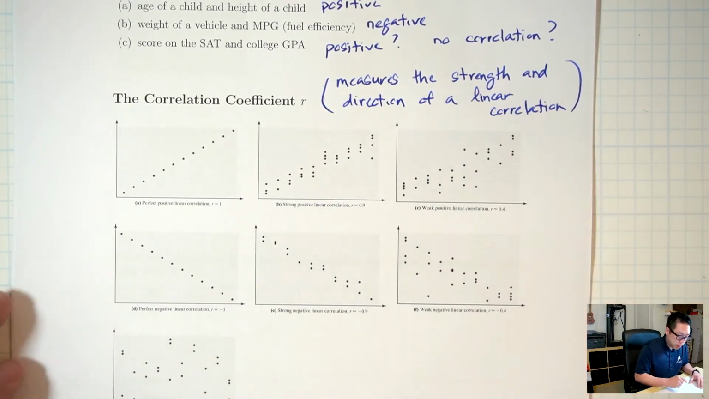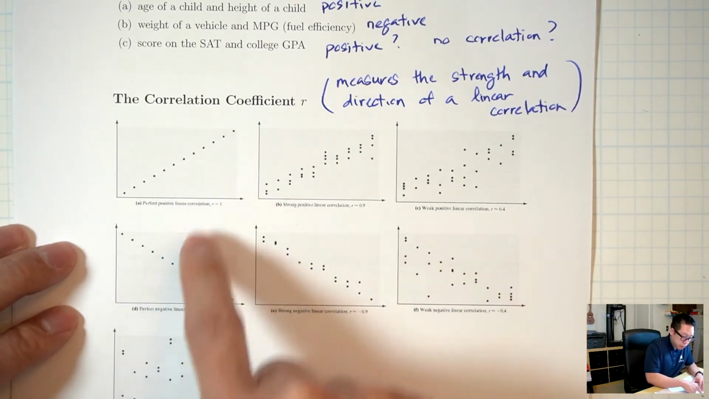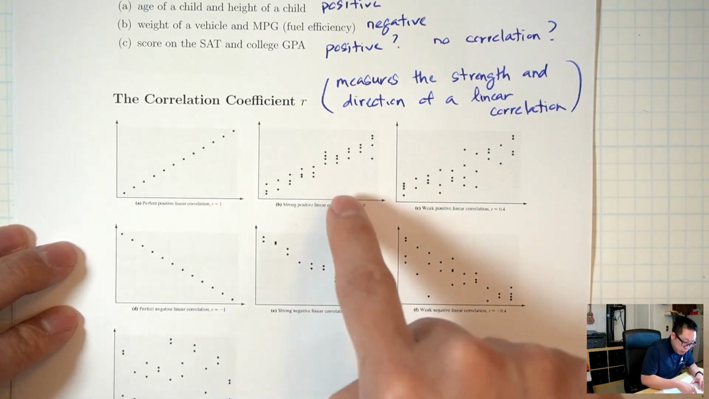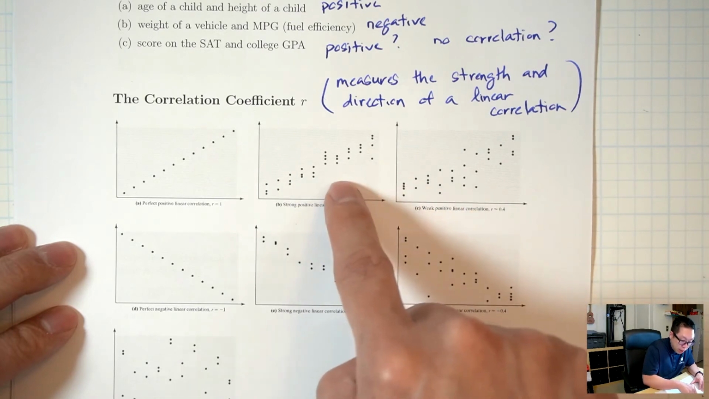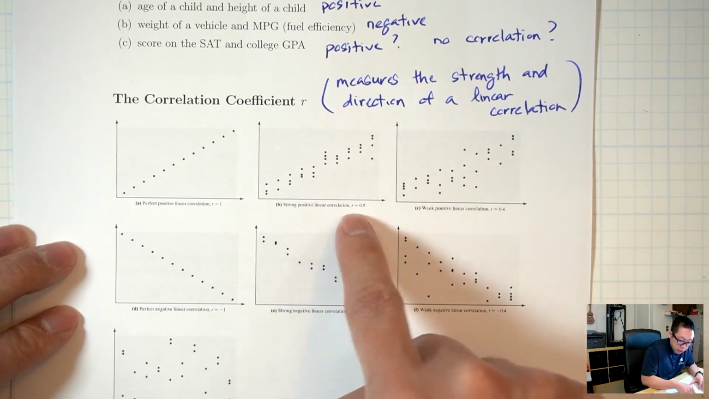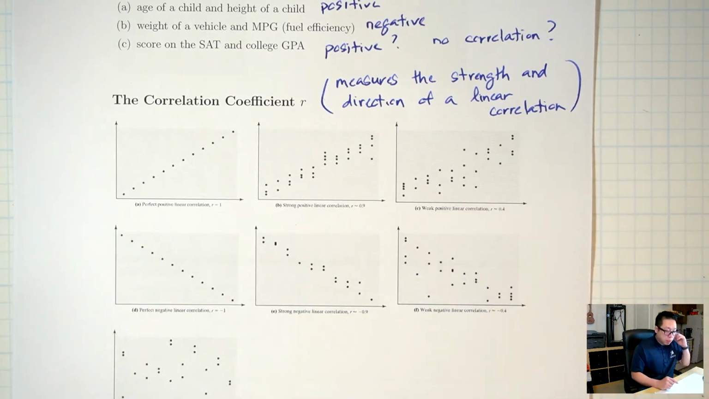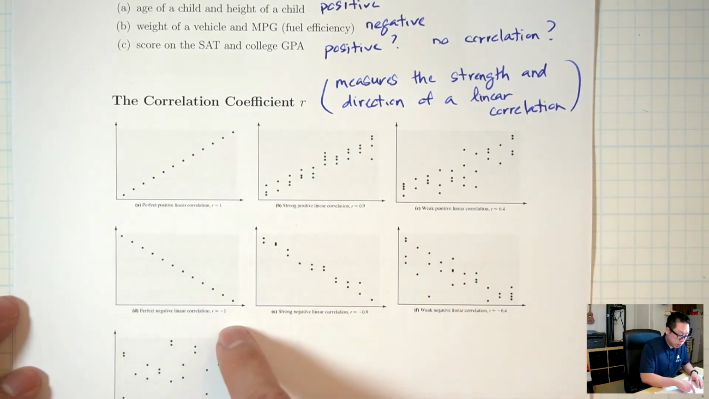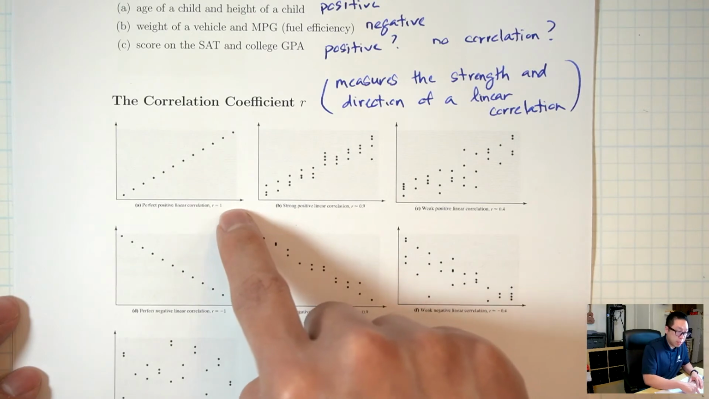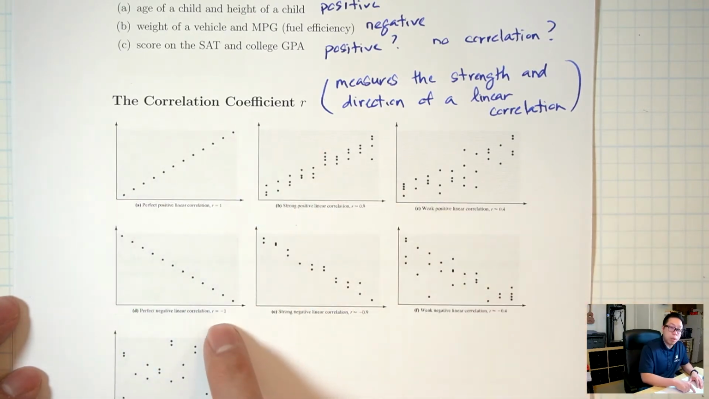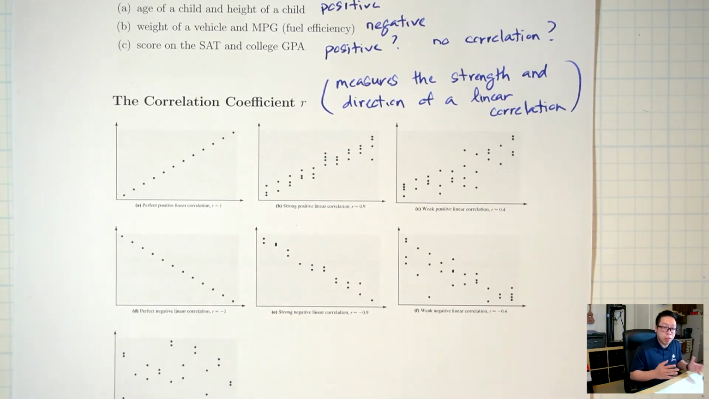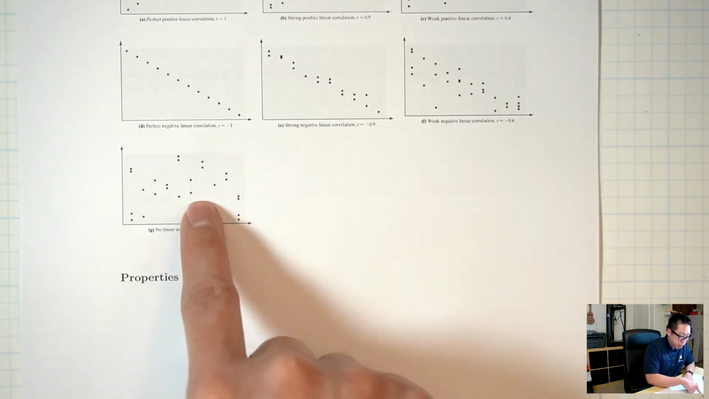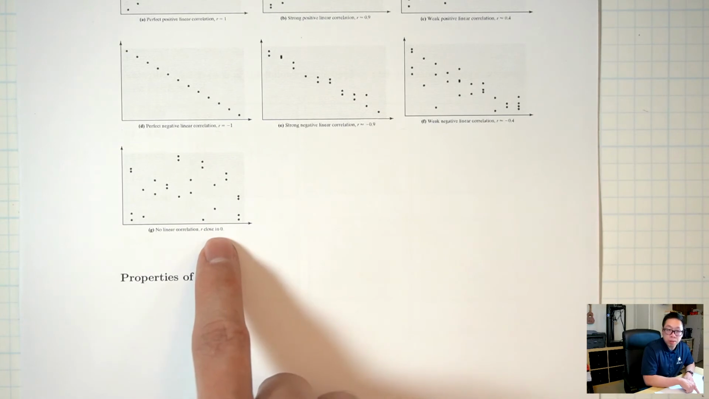And then what about the strength? Notice that this is a perfect line, and this is a perfect line. The R here is 1, R here is negative 1. This looks more like a line than this. The R here is 0.9, the R here is 0.4. So the closer you are to a perfect line, the closer you are to either 1 or negative 1. 1 is a perfect line in the positive direction. Negative 1 is a perfect line in the negative direction. And the closer you are to either one of those, the closer you are to a line. And then this picture looks nothing like a line, and the R is 0.